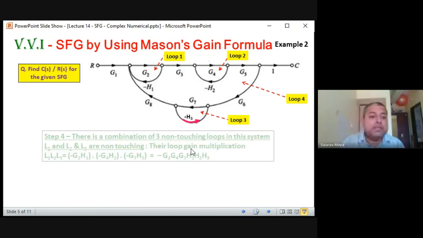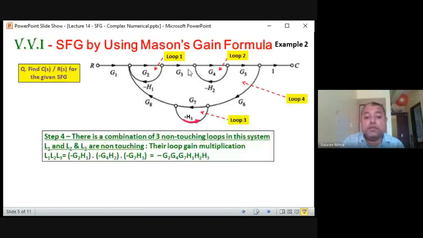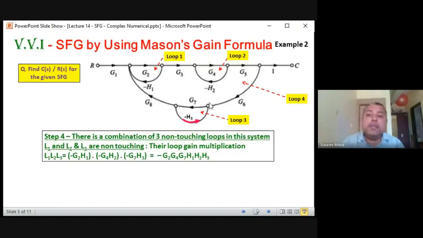What is the new thing? Step 4, there is a combination of three non-touching loops. This is a new thing we are finding. The three non-touching loops are loop 1, loop 2, and loop 3. So there is a combination of three non-touching loops in the system: L1, L2, and L3. They are non-touching, so multiply their gain. So L1 into L2 into L3. Here all the things are minus, so it will be minus, minus, minus. Everything will become minus, and then G2, G4, G7, and H1, H2, H3.